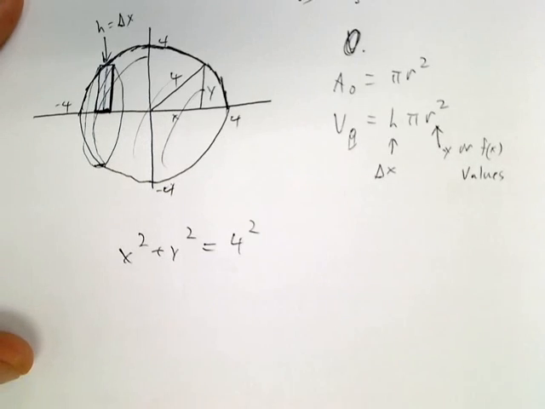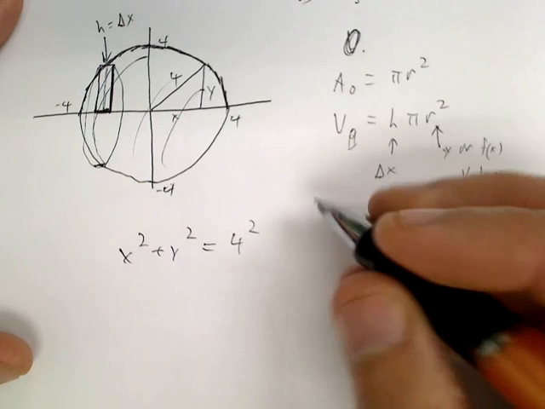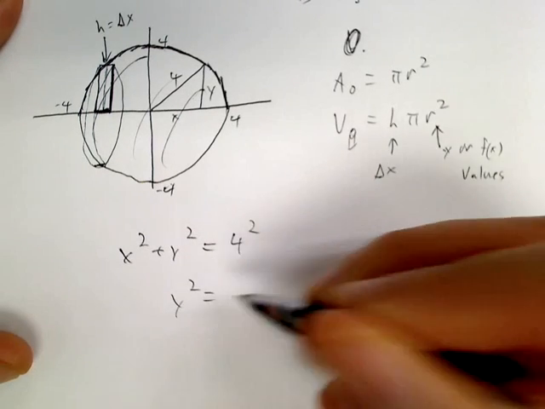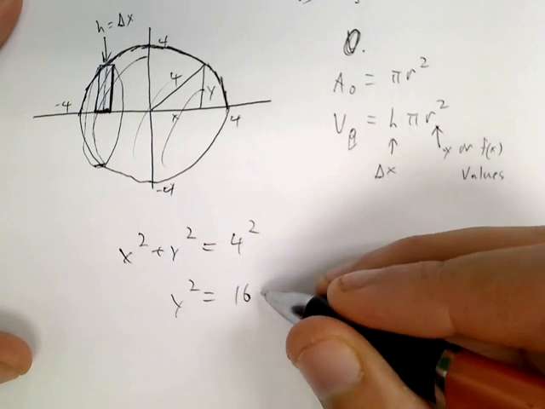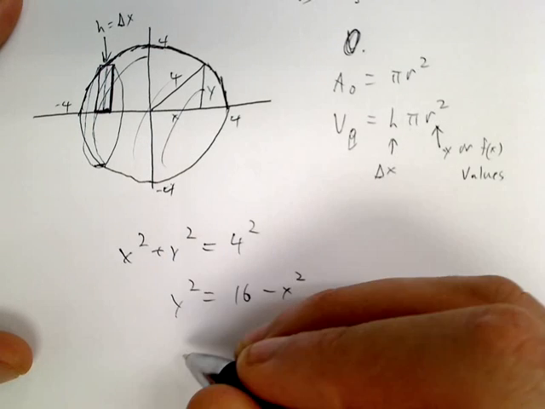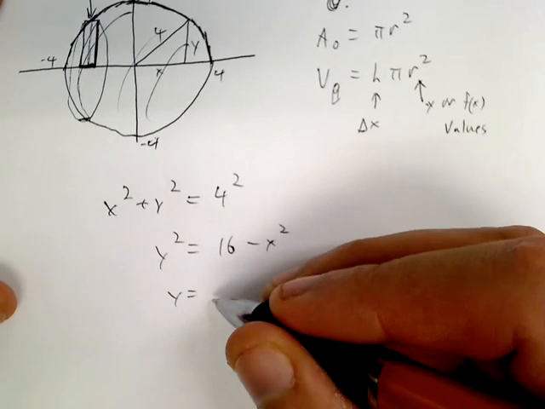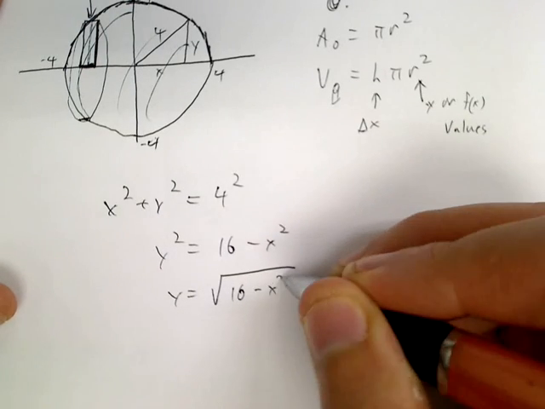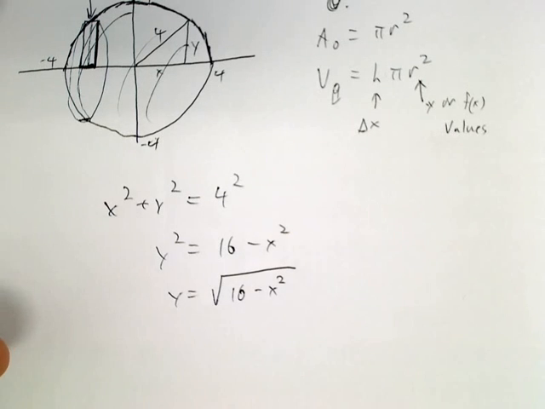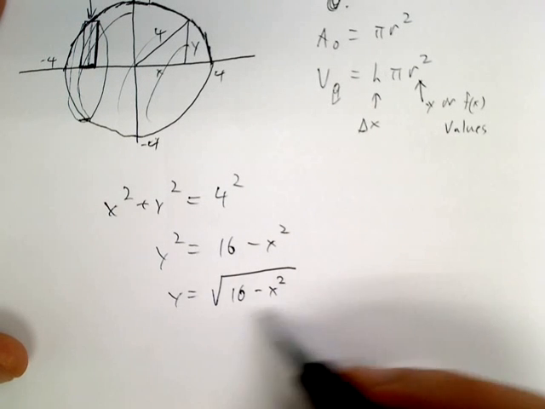Okay, and solve this equation for y. It's going to be 4 squared, which is 16. y squared equals 16 minus x squared. And then take the square root. So y equals the square root of 16 minus x squared. So this is my equation.